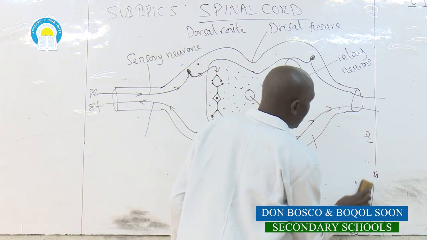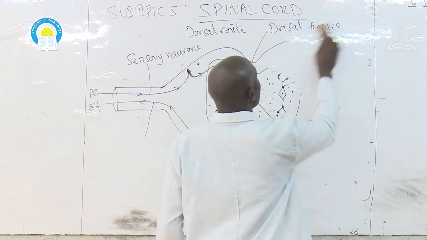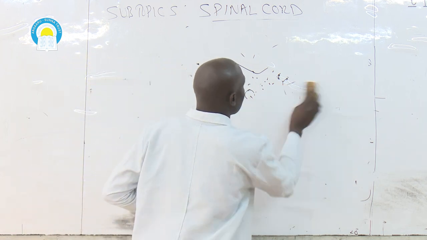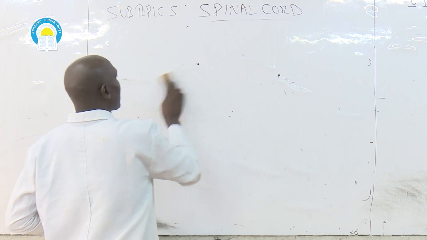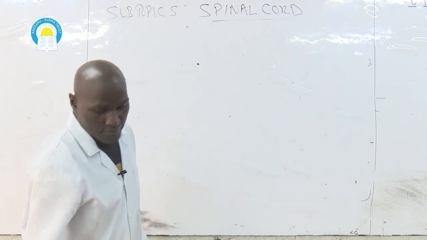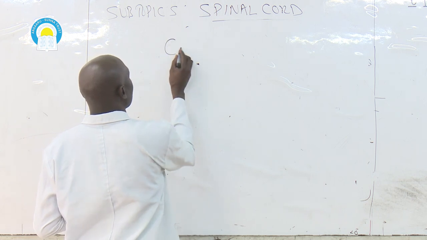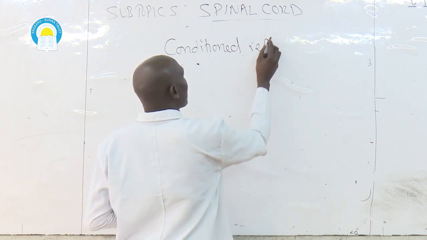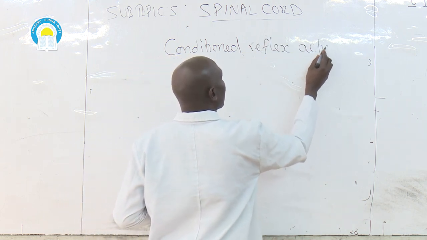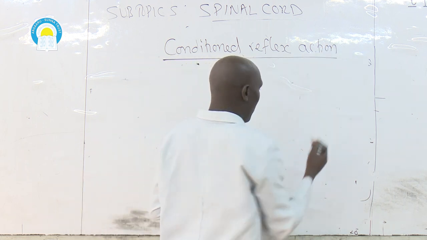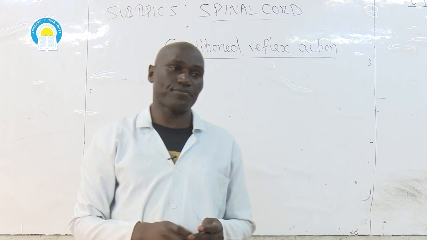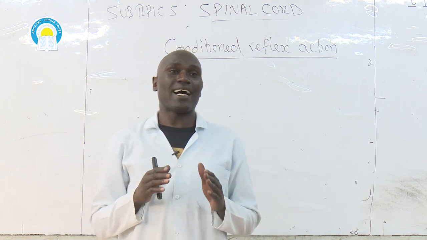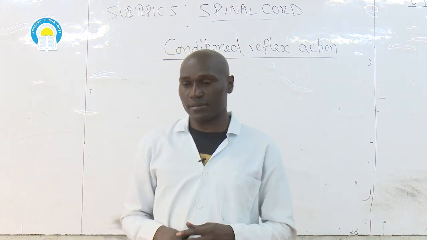Then I'll give an example using conditioned reflex action. Conditioned reflex action is a rapid automatic response due to an unrelated repeated stimulus.